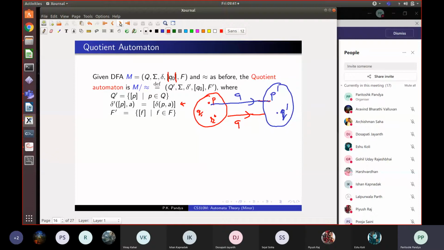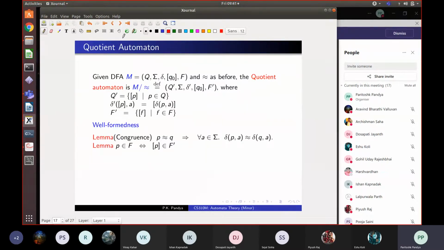Now, this definition of the collapsed automaton is also called the quotient automaton because we are quotienting this set of states by this equivalence relation to get these baskets and making those the elements of our new automaton. So this is also called the quotient automaton construction. Okay. Now we have the following properties. We have these two well-formedness properties of this construction.